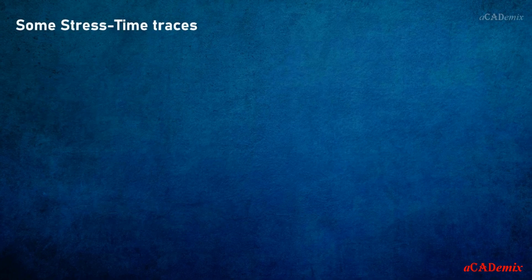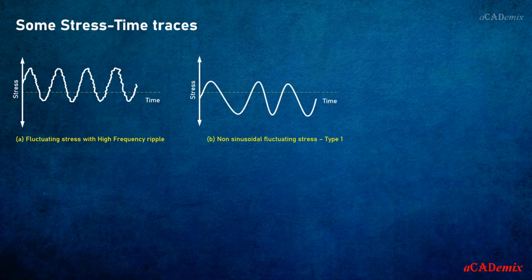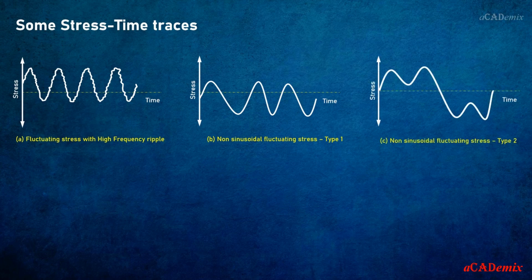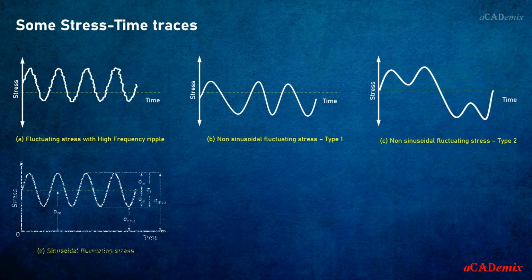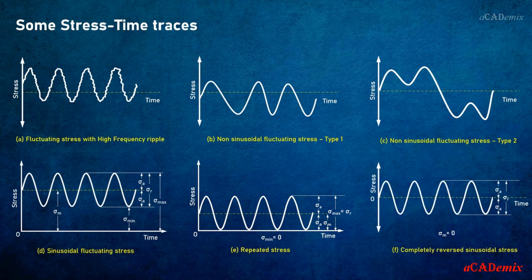Let's see some of the various stress time traces that occur. The first one is fluctuating stress with high frequency ripple. Two types of non-sinusoidal stresses. The fourth one is a sinusoidal stress. Fifth one is a repeated stress. And the sixth one is a completely reversed sinusoidal stress.